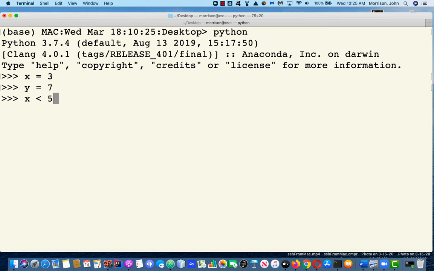x less than 5 and y greater than 3. So how did that evaluate? It appears that x less than 5 is true, so 3 is less than 5. 7 is greater than 3, so both of them are true, and it evaluated to true. So the precedence here appears to be, and in fact is, that the relational operators have a higher order of precedence than the infix Boolean operators.